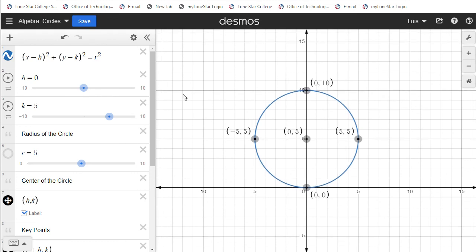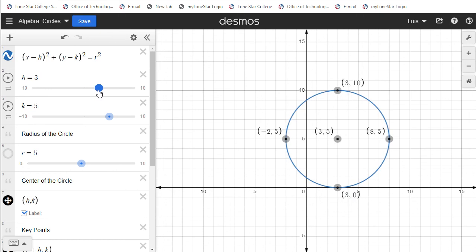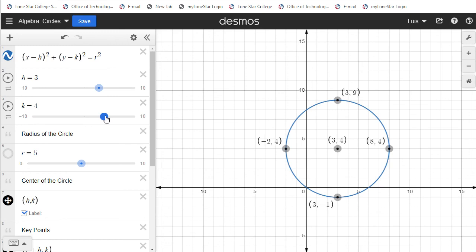Okay. Now here I have a graphing calculator already programmed where all I need to do is give it the center. So for example, we said that we're going to do 3 comma 4. Okay, so 3 comma 4 is right there. And then the radius we said was 5. So notice that you have these points: the center, and the ones to the left, to the right, up, and down.